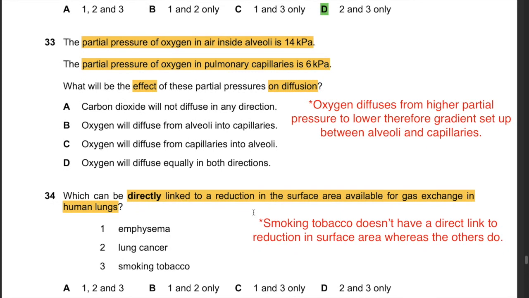Question 33. The partial pressure of oxygen in air inside alveoli is 14 kilopascals. The partial pressure of oxygen in pulmonary capillaries is 6 kilopascals. What will be the effect of these partial pressures on diffusion? So diffusion is the net movement of oxygen from high concentration to lower concentration. Therefore, higher concentration is in the alveoli and lower in the capillaries due to the difference between the partial pressures. Therefore, the answer is option B.